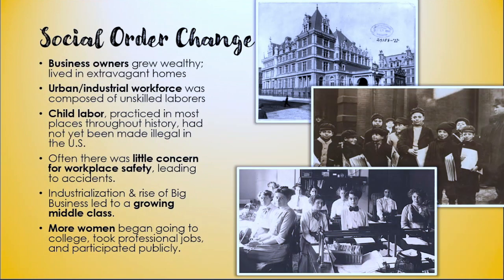All of this was bringing about a changed social order. So you had the business owners and the financial elite, those who created the jobs, living in extravagant homes. They had lavish parties. The urban and industrial workforce was largely composed of unskilled workers, and child labor, which had been practiced throughout much of history in most places, hadn't yet been made illegal in the United States, and it sometimes involved children as young as 8 years old working 12-hour days in sometimes very unsafe conditions, because there was also often little concern for workplace safety. And so work-related accidents and diseases were not uncommon.